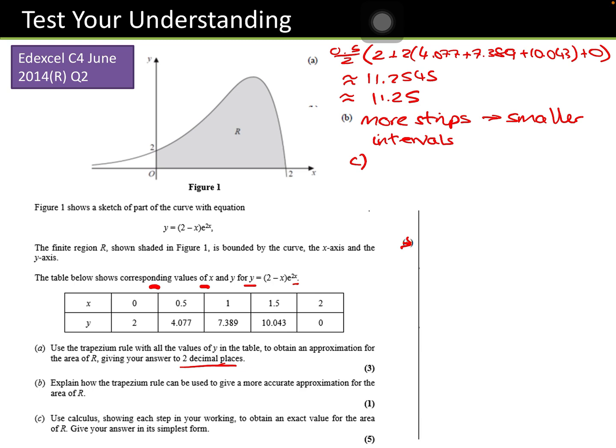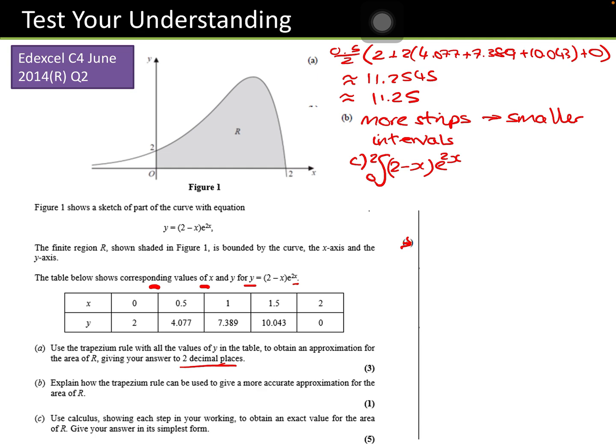Part C, use calculus, showing each step in your working, to obtain an exact value. So now we've got to actually integrate. Okay, so we need to integrate between 2 and 0, 2 minus x, e to the 2x. Okay, right. Back to integration again. A few different ways you can do this. For me, I can see 2 products. I can see there isn't much linking them in terms of a differential. Therefore, I'm going to use integration by parts.